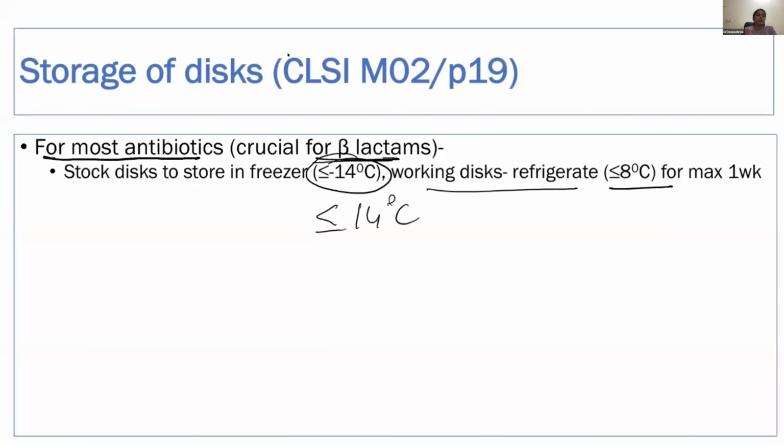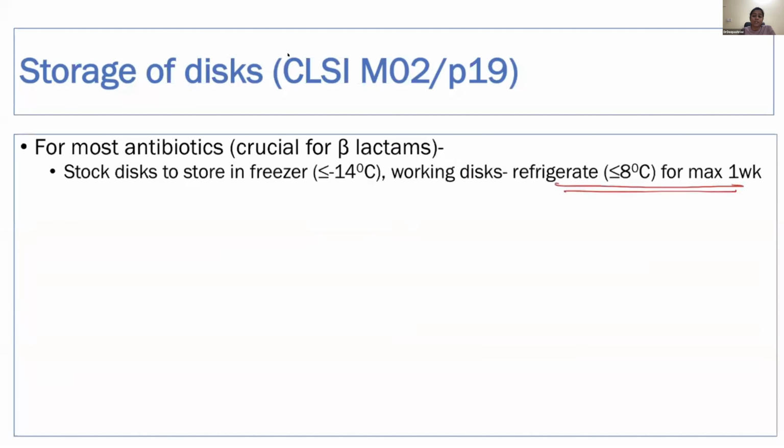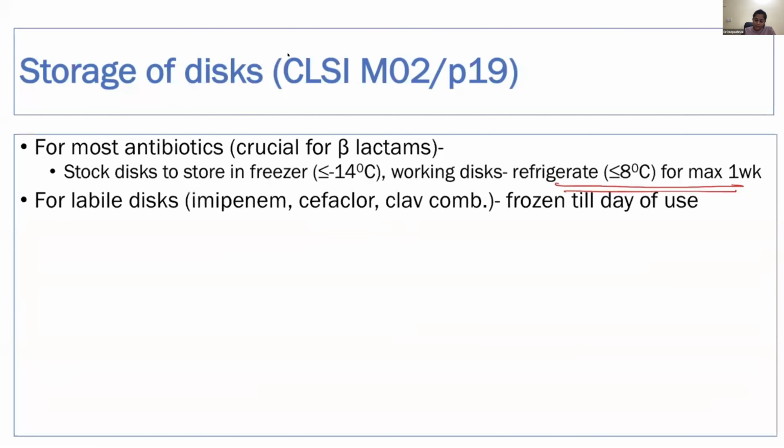The stock that you get, you store it in the freezer, and only the working disc which you're going to use daily can be kept in the refrigerator. Once the working disc stock is finished, you can bring more from the freezer to the refrigerator. In the refrigerator it should be stored for a maximum of 1 week. Okay, these are the points.